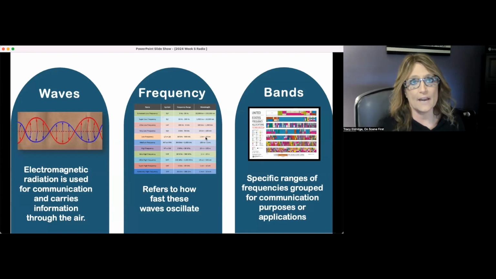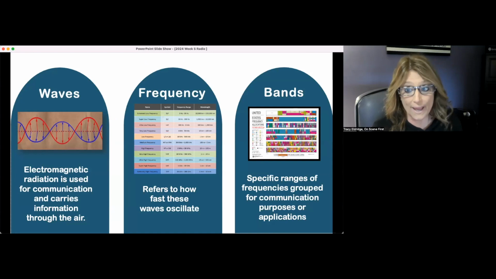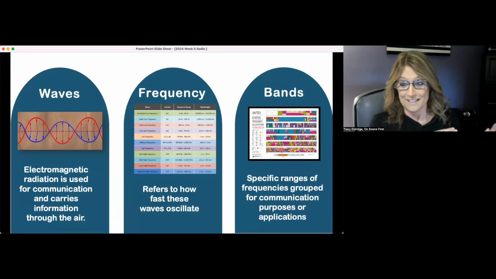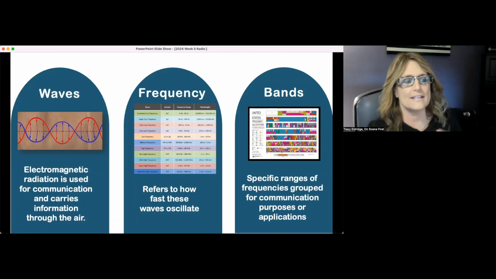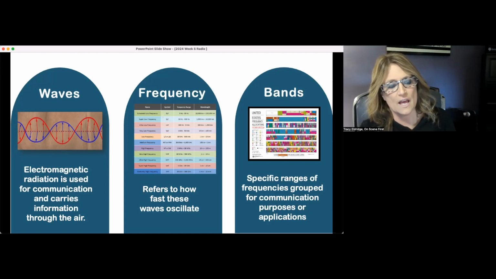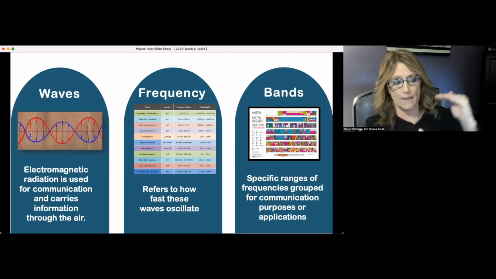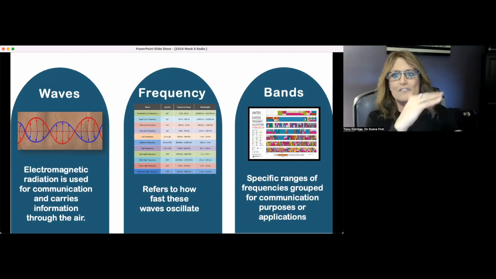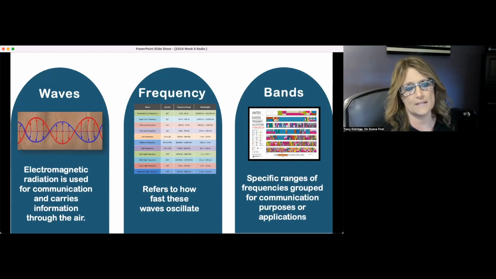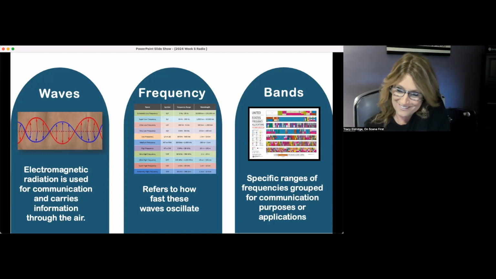There are 3 particular areas in which we will start off with, first defining what a radio wave is. That is the electromagnetic radiation that is used for communication and carries information through the airwaves. Okay, so it's the oscillating. So when you look at this wave that is on the screen there, there are definitions that adhere towards each part of that round moving, I guess, or twisting of the information. And we'll break that down a little bit further in just a few minutes. A frequency refers to how fast the waves oscillate.